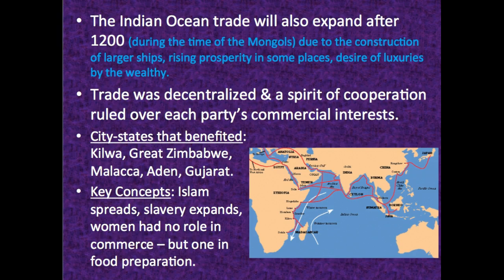Some of the city-states that benefit from this, you have Kilwa, Great Zimbabwe, Malacca, and the key concepts, Islam spread. Remember that based on Islam and its control of the Indian Ocean trade, it uses a lot of the eastern portion of Africa. That's where you have African languages mixing with Islamic languages to create the Swahili language. Slavery expands. Women have no role in commerce, but they have one in food preparation.